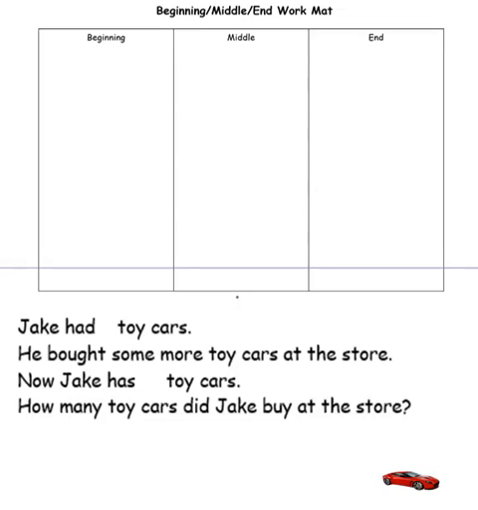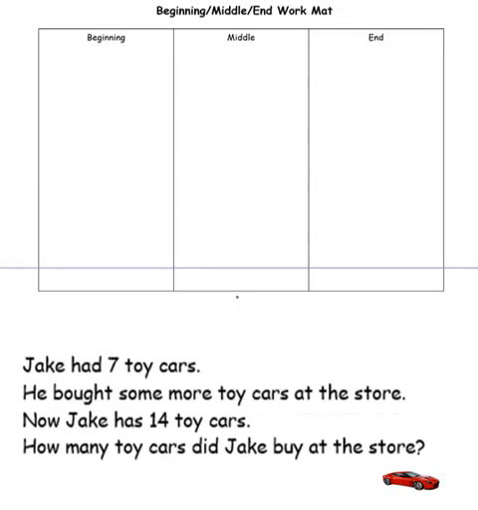So what's going on in the story? Well, we know that Jake has some toy cars, doesn't he? And we know that he bought some at the store, some more at the store. And then we know he has all of them at the end, right? Okay, are you ready to see how the numbers fit in?